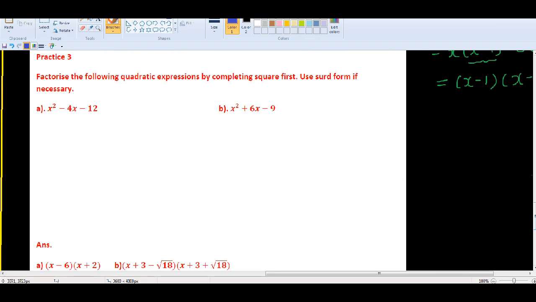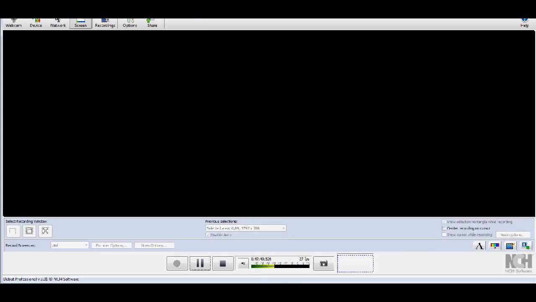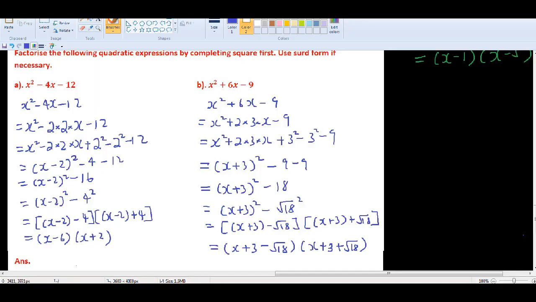Factorize the following quadratic expression by completing square first. Use short form if necessary. Okay, so you see the same question here. So I might give you some time to try these two, and we compare our answers, right? Okay, so here's the answer, right?